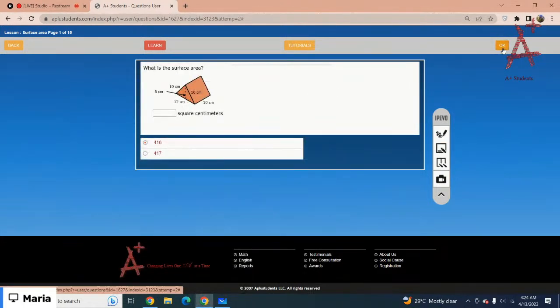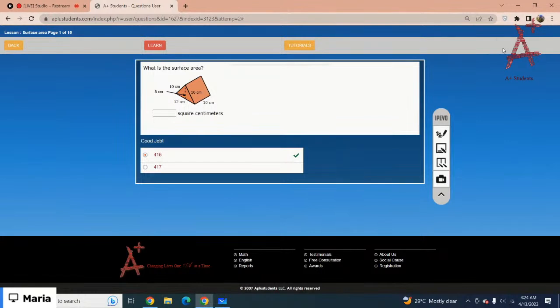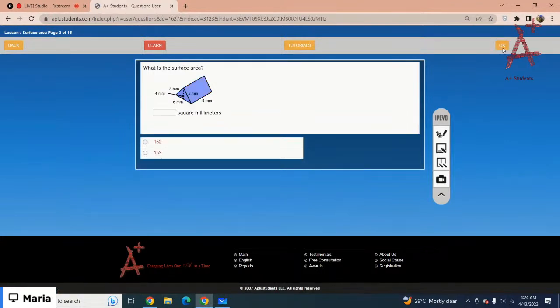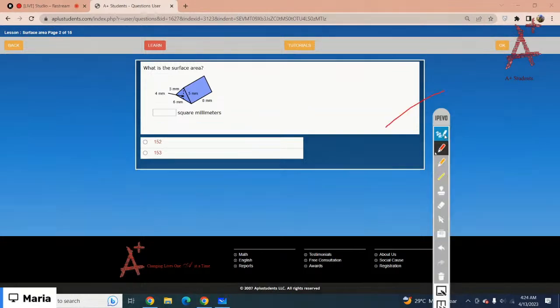It is 416. What is the surface area? Okay, again you are given a triangular prism. You have to calculate the surface area of the triangular prism. So how do you have to calculate the area of the faces? So let's just calculate the area of the triangular faces. Got it? Two identical triangular faces.